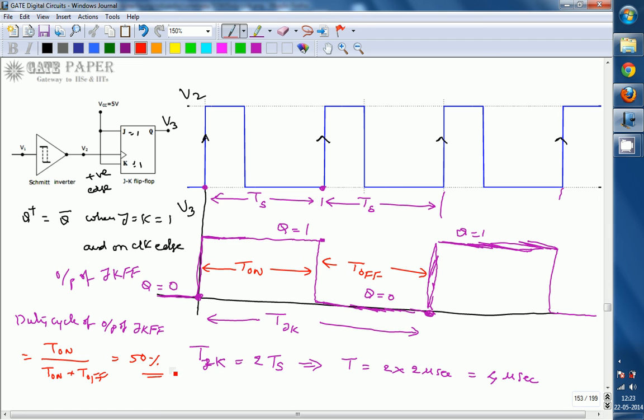So we have calculated the time period and duty cycle of the output of the Schmitt inverter, and the time period and duty cycle of the output of the JK flip-flop. And the last problem, C, is to draw the exact waveforms for 0 to 6 microseconds. Already you have drawn it, because one complete cycle is 2 microseconds. So this is 0, this point is 2 microseconds, this will be 4 microseconds, and it will be 6 microseconds.